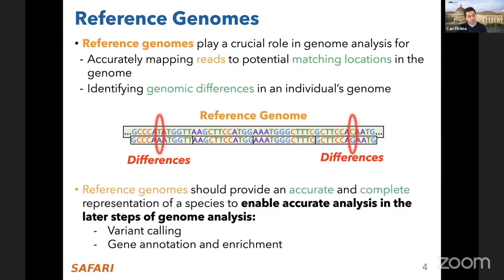And probably from the previous part of today's lecture, you already inferred that the reference genome should be accurate and complete so that we can enable accurate analysis in the later steps of genome analysis, for example, variant calling or gene annotation and enrichment. If the reference genome is inaccurate or incomplete, then this essentially means that we're not mapping our reads to their correct origins, or we're not mapping them at all. So that's why it is important.